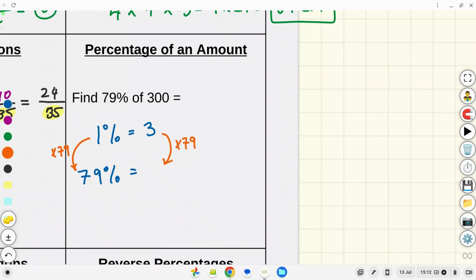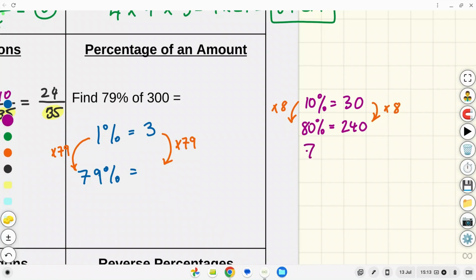There are other ways to do it. You could say 10% equals 30. So 80% equals 240 because we've times by 8. And then we're 1% away. We've already found out that 1% is 3. So 79% is 237, which must have been what 3 times 79 is.